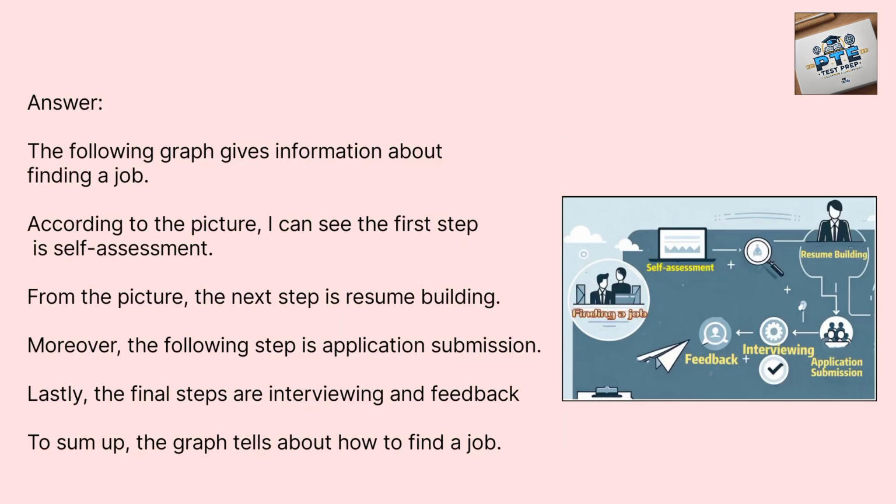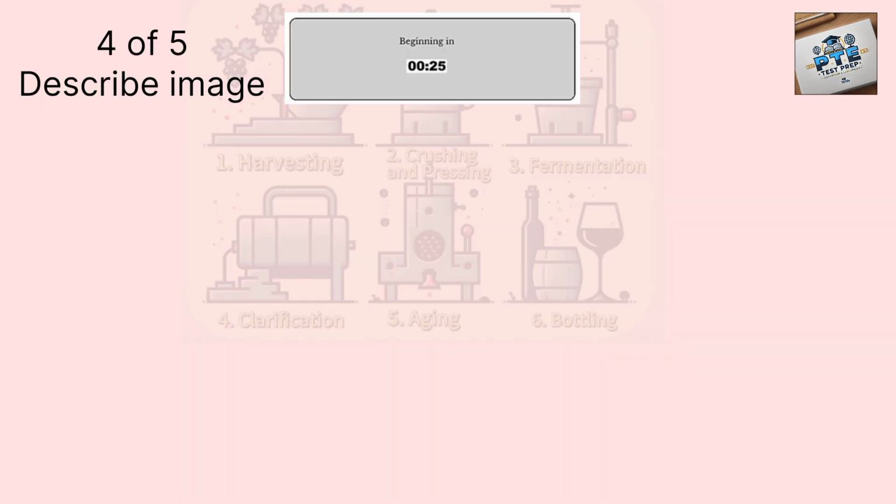The following graph gives information about finding a job. According to the picture, I can see the first step is self-assessment. From the picture, the next step is resume building. Moreover, the following step is application submission. Lastly, the final steps are interviewing and feedback. To sum up, the graph tells about how to find a job.